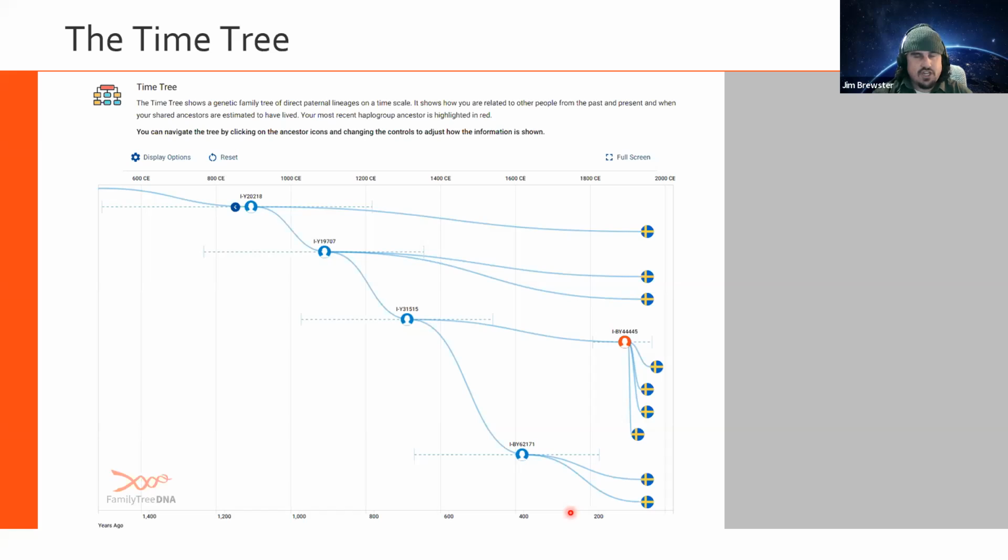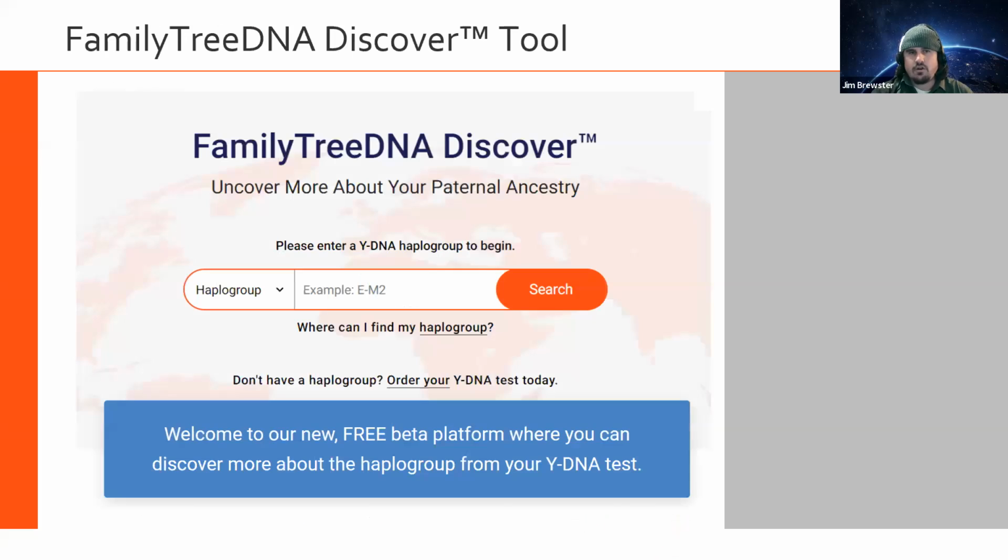As genealogists know, you always have to take that kind of information with a grain of salt. But even if a handful of the people were incorrect in their assessment, you can still see that overwhelmingly it's the same. So it's a pretty good indication that that's where you're supposed to be looking. So from the Discover tool, if you go to discover.familytreedna.com, it'll take you to this page where you can enter any haplotype.